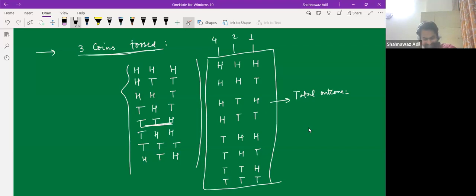Total 8 outcomes, right? So the total outcome is 8. If they ask you, these are the total outcomes, and on the basis of this they will ask you questions. So please note down this part, because this is important, and after that you can solve any kind of question.